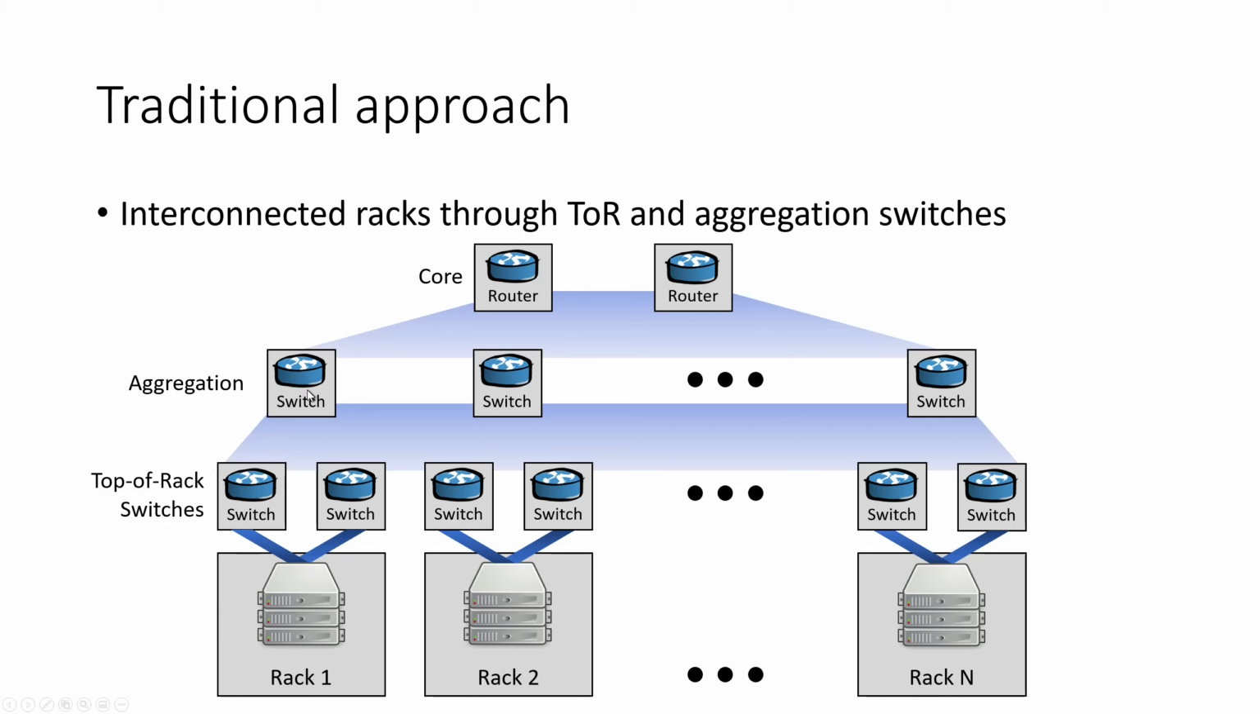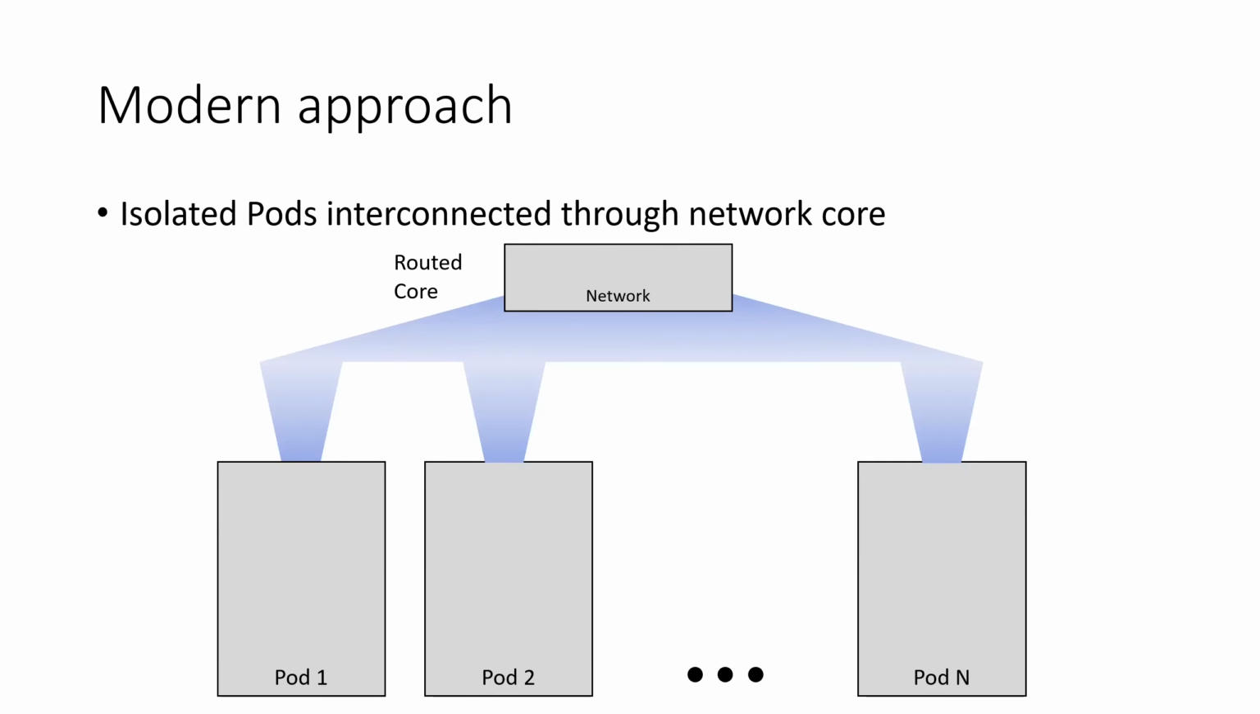And then depending on how big the data center is, the aggregation switches might be connected to core routers that route the data between the aggregation switches. So a server in rack 1 talking with another server on rack N might go through multiple switches to exchange data. A more modern approach to looking at data centers is to think of them as built out of pods.